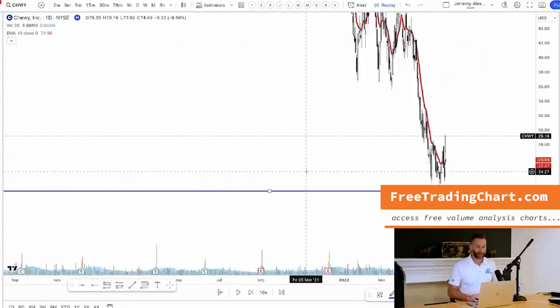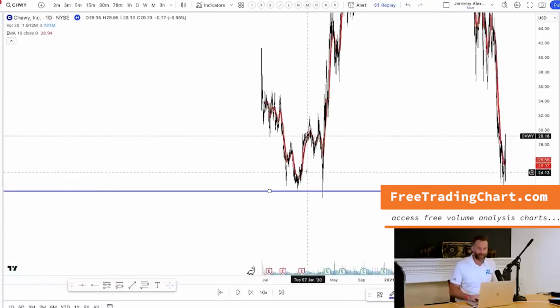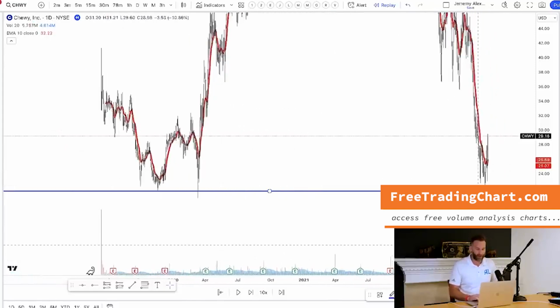On Chewy, looking at this volume, this says to me, this is a screaming buy because everyone's doing it at a nice and low price. And one last thing, if I zoom out for the history of Chewy, you're going to be able to see that this is the largest buying block of volume in the history of Chewy.